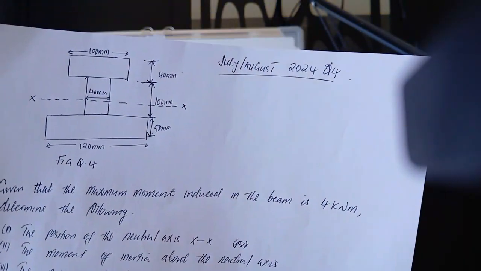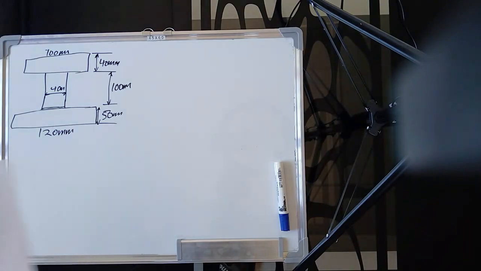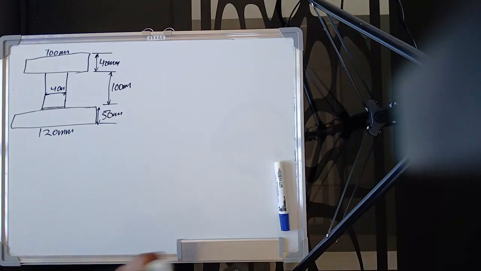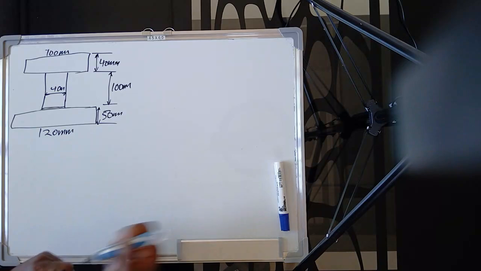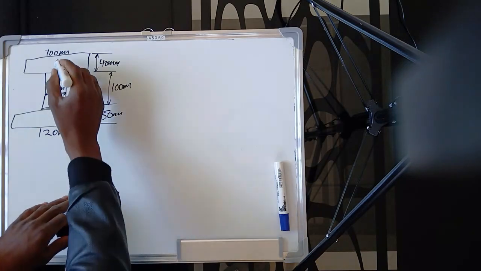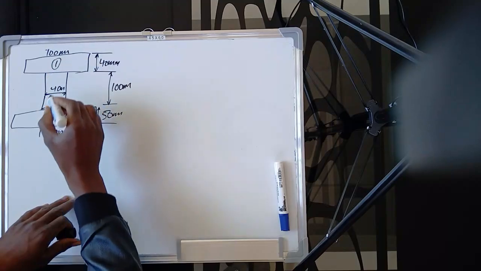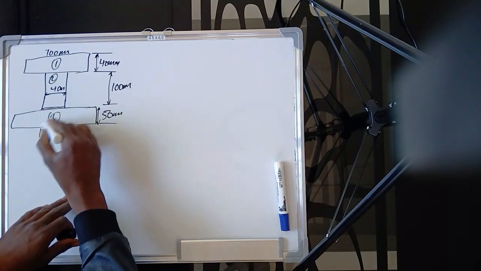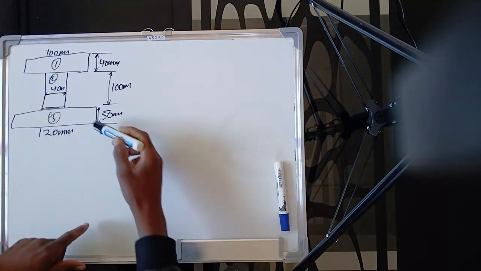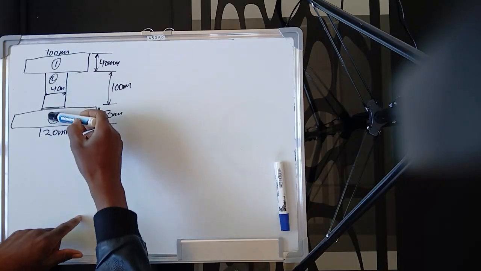So that is the diagram over there. Let's take a look at it. So the first thing, as we said, is to divide this beam into parts. So I'll say this is part 1, and the middle part is my part 2, and the bottom one is part 3. So I'm counting from 1 to 3.